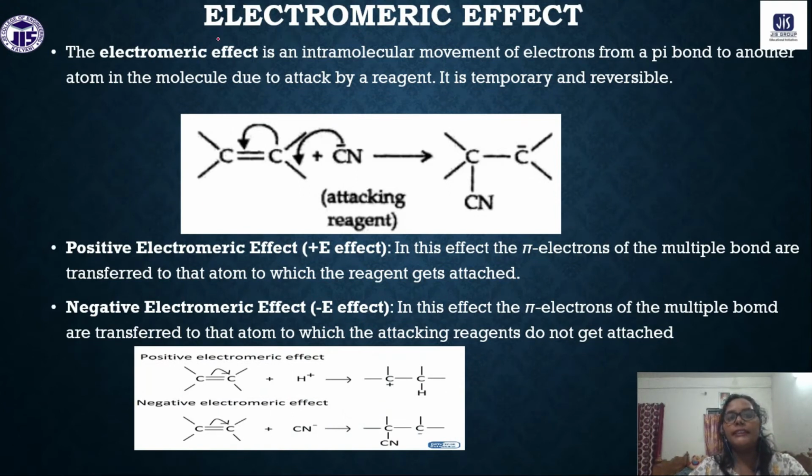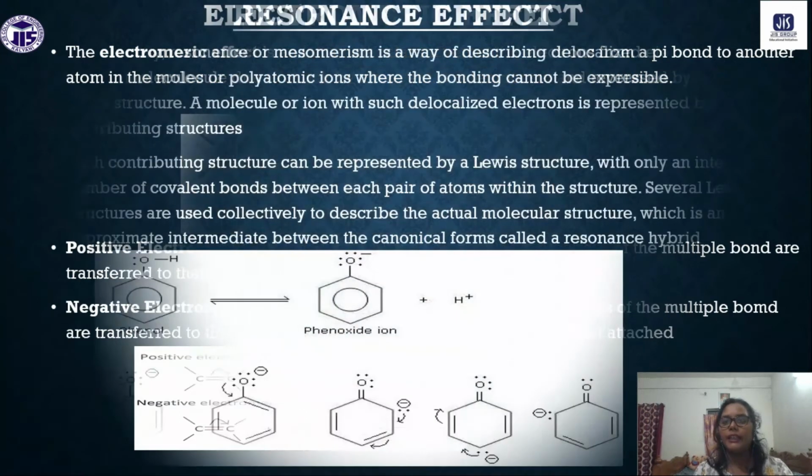Now this is the electromeric effect. The electromeric effect means the intramolecular movement of the electrons from a pi bond to another atom, when attacked by a reagent. Again we have the positive, that is plus E effect, and minus E effect. These are the two types of electromeric effect that we have.